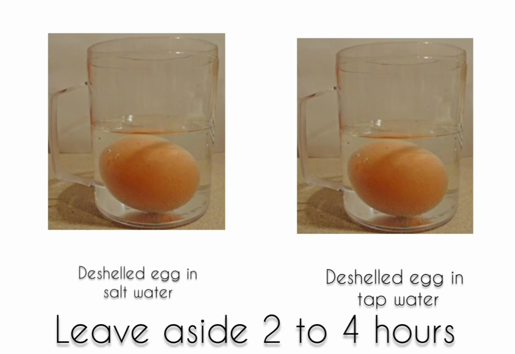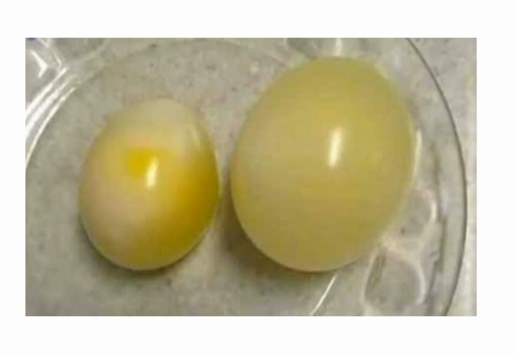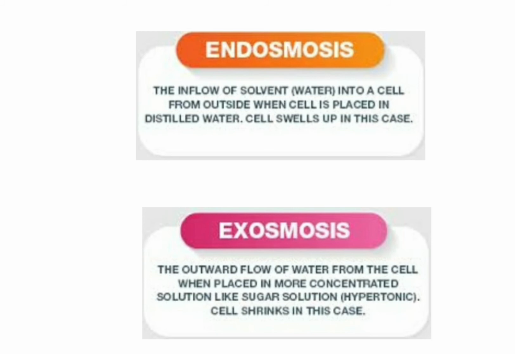Now take the eggs out, wipe them and measure the circumference with the same strip of paper which you have already used previously to mark the circumference. What will we observe? The egg placed in salt water will shrink. Shrinking is because the water from the egg has moved outside. The egg placed in tap water will swell, and the swelling is because the water has moved inside. The process by which water molecules leave the cell is called exosmosis, and the process by which water molecules enter the cell is called endosmosis.